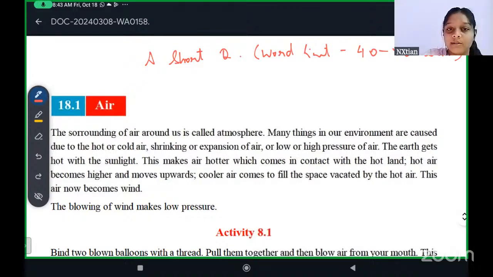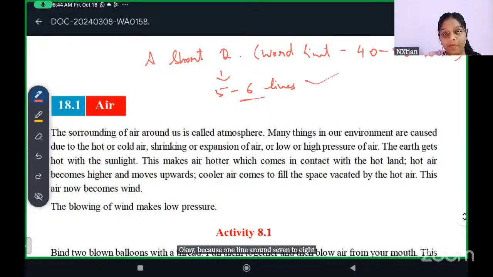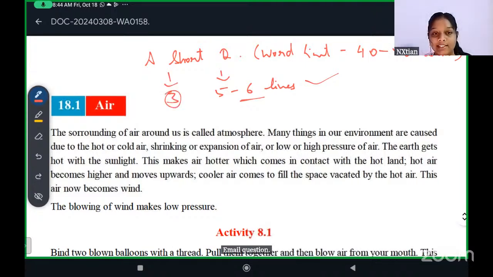Okay. So the answers you'll be writing will be around 5 to 6 lines, because one line has around 7 to 8 words. If the limit is 40 to 50 words, we know we'll write 5 to 6 lines. Like this I'll try to mention. And if it's a short question, a 3 mark question, then I need 5 to 6 lines.